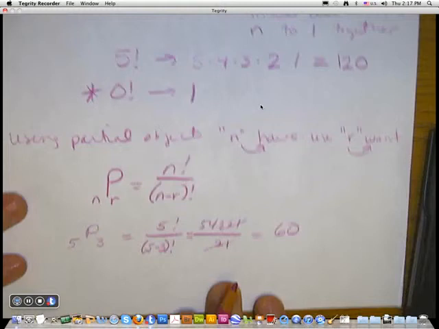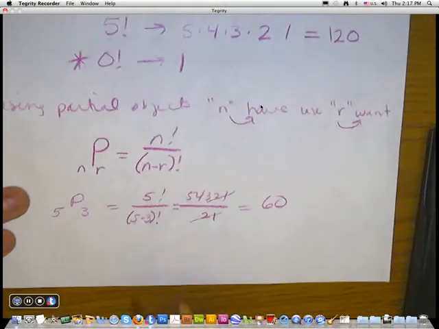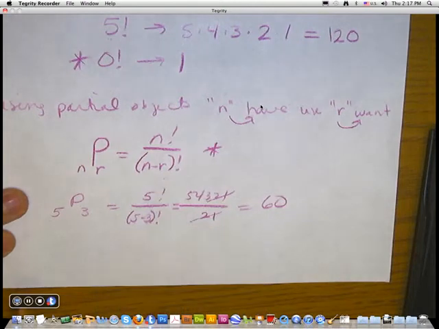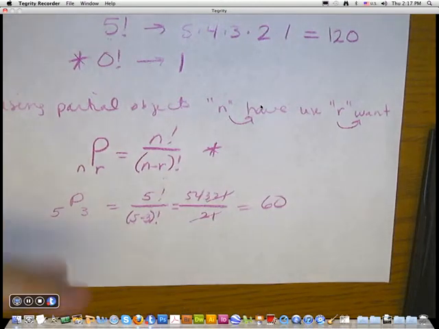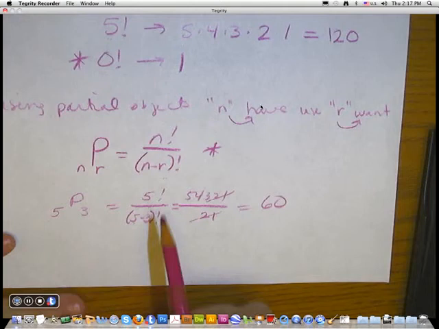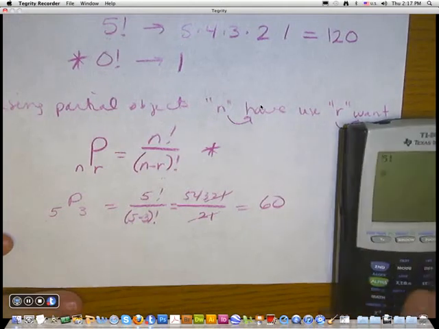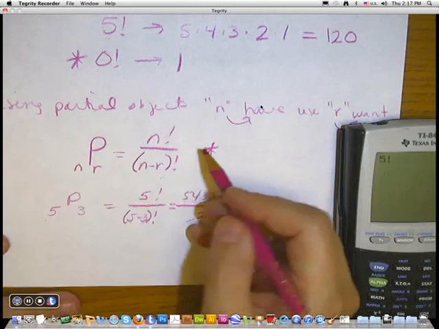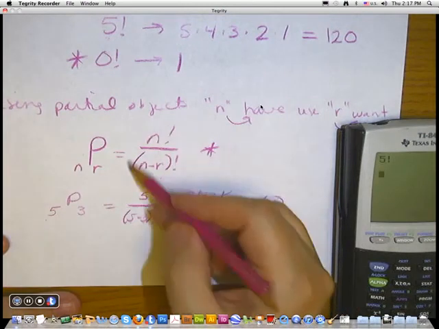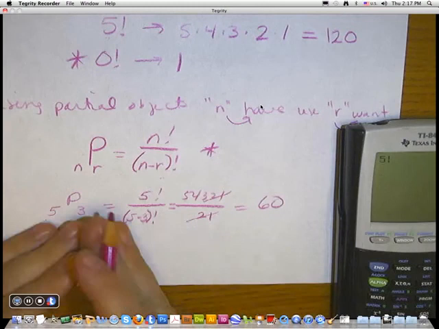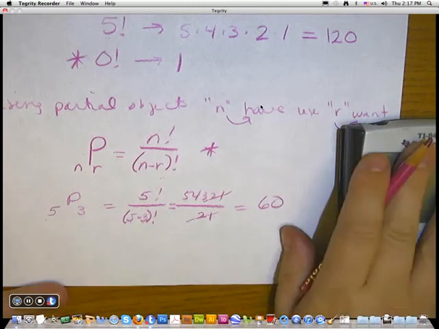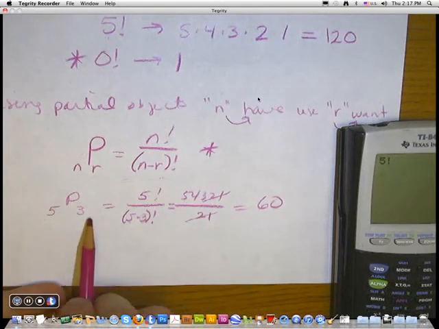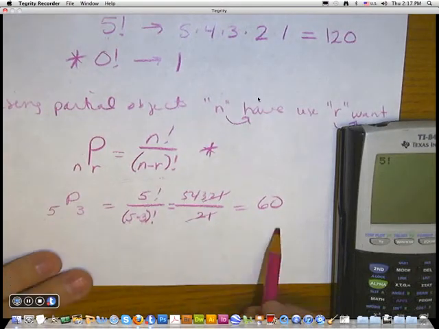Now, just like before, our calculator can help us with this. However, you need to know this formula, you need to know how it works and how it applies. Because when it comes to standardized testing, you do not get to use your calculator. You need to know that this formula represents permutation and what all of this means so that you can do it by hand. However, for this class, you're going to get to use a calculator, but on standardized tests, you're not going to be able to. So make sure you know the formula and how it works.